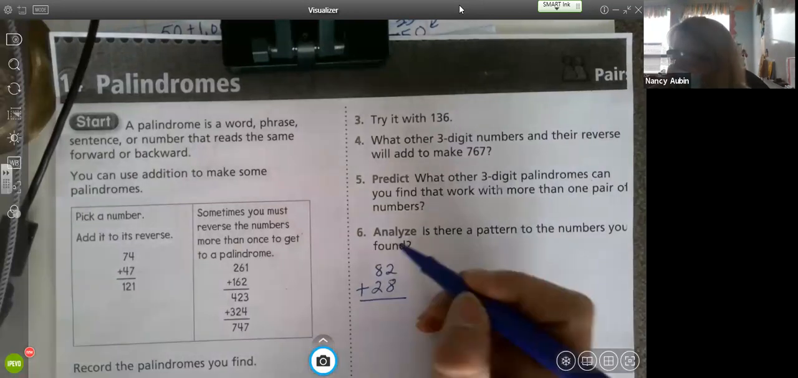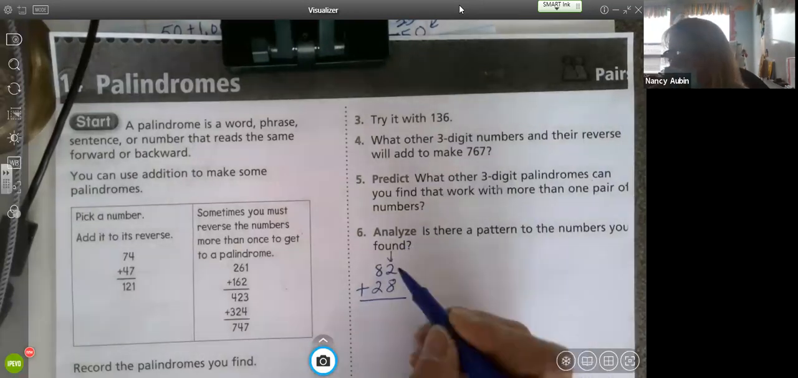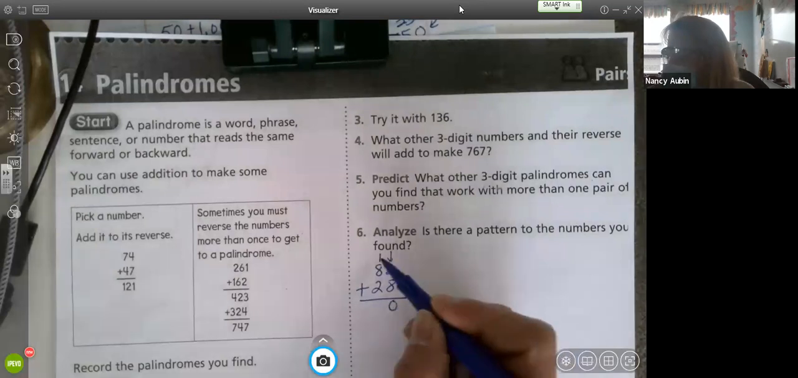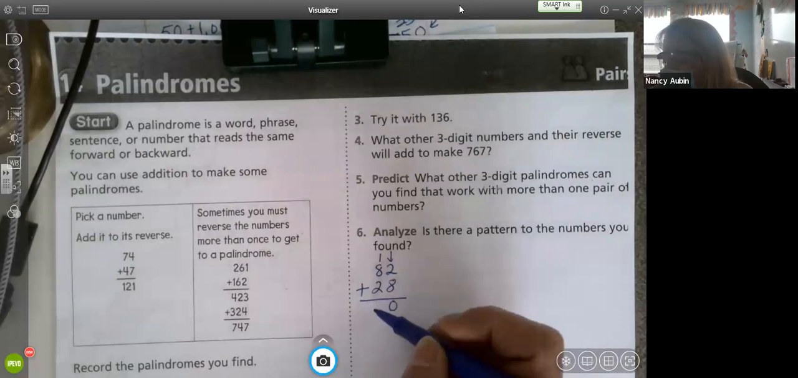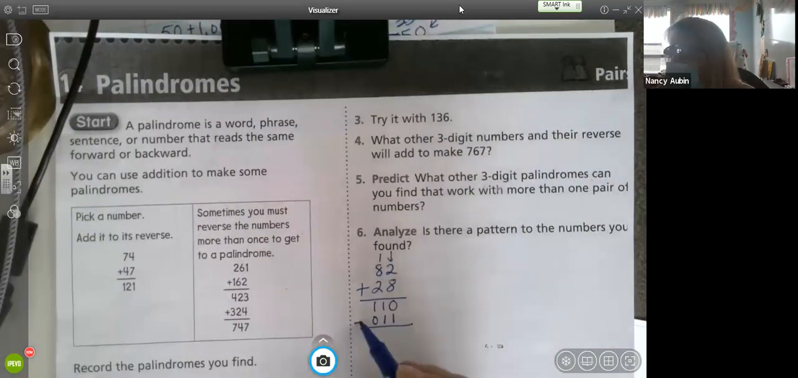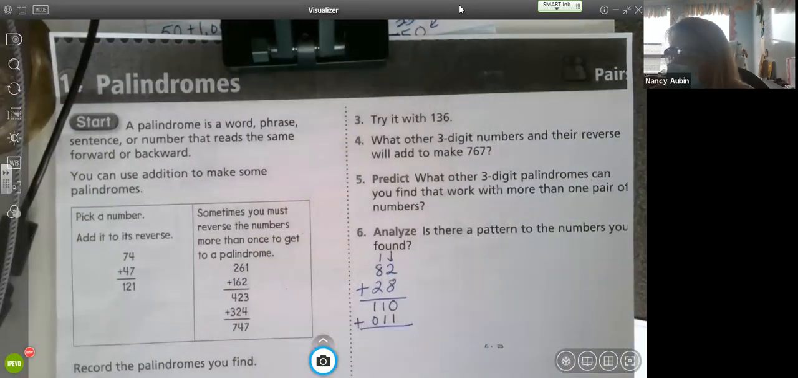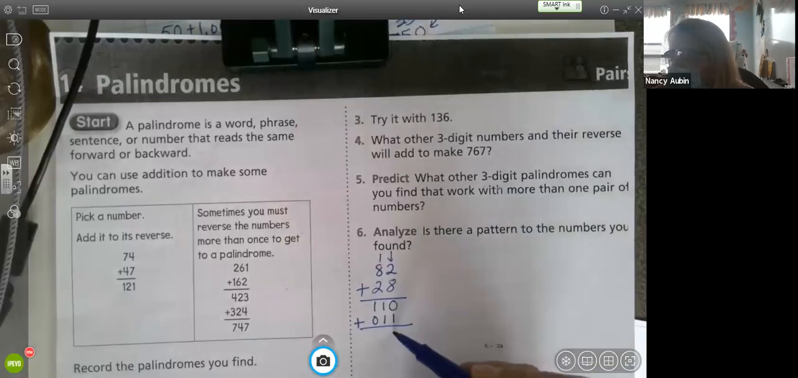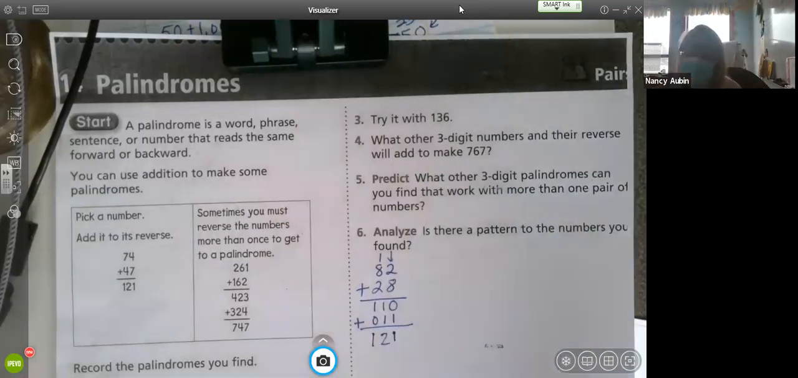Start in the ones place. What's 2 plus 8? 10. Carry the 1. What's 8 plus 1 plus 2? 11. Is that a palindrome? No. So now we got to do it in reverse and add again. What's 0 plus 1? 1 plus 1. 1 plus 0. Is that a palindrome? Yes, we got a palindrome. Put the star by the palindrome.